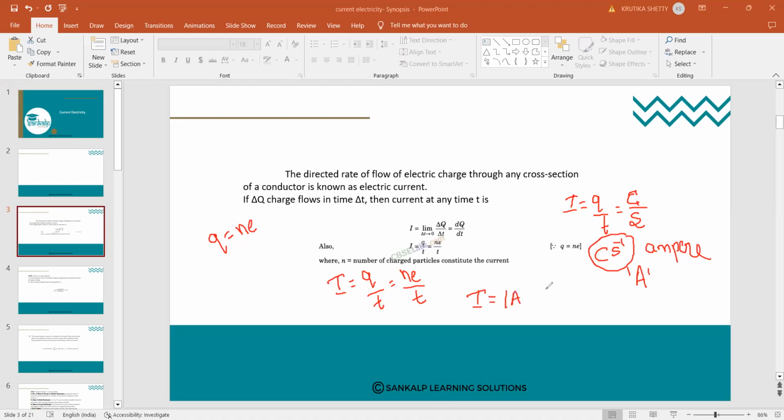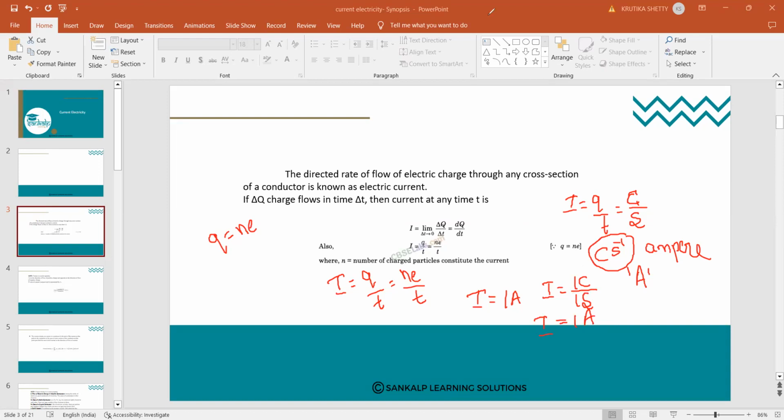Okay. Next, when can you say that the current flowing through the conductor is 1 ampere? When you substitute the charge value Q as 1 coulomb and the time as 1 second, then the current through the conductor is said to be how much? It is 1 ampere. Yes. So I hope you are understanding. I hope the speed is not too fast. You are understanding, hopefully.